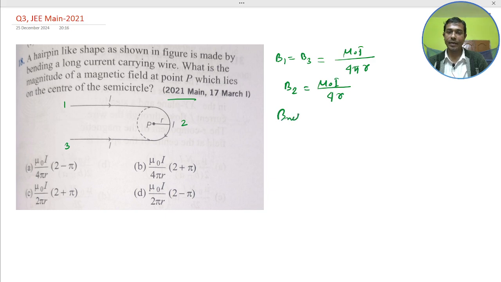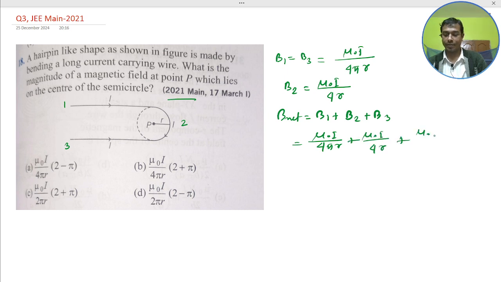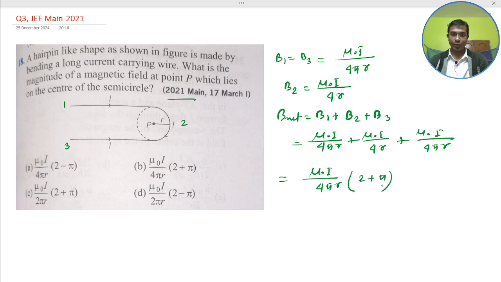So net magnetic field is B1 plus B2 plus B3, which becomes mu naught I by 4 pi r plus mu naught I divided by 4 r plus mu naught I by 4 pi r. Just take mu naught I by 4 pi r common, and you get 2 plus pi. So I think B would be the correct answer: mu naught I by 4 pi r times (2 plus pi).